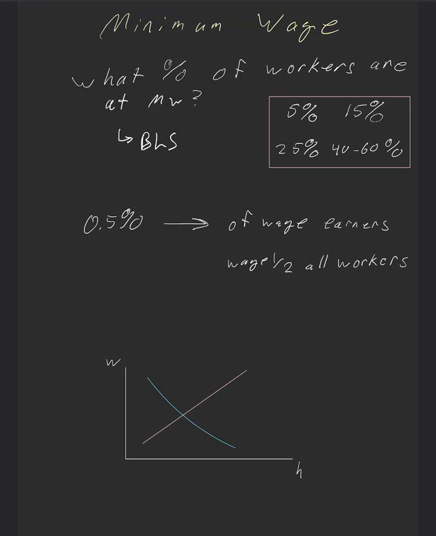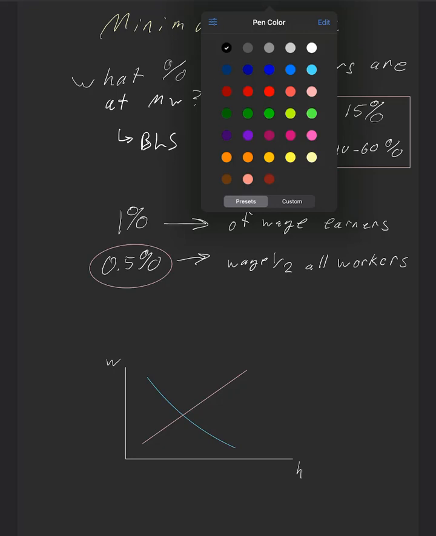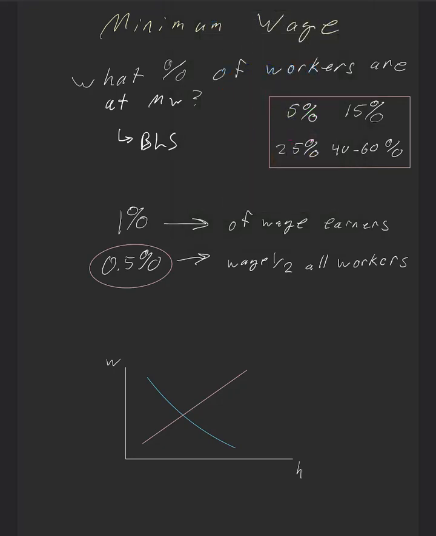Okay, it's 1% of wage earners, which is about 0.5% in total because wage earners are half of all workers. Okay, wage earners, half of all workers. So 0.5% of people. Right, so anytime we're talking about minimum wage, just keep in mind you're not talking about this huge fraction of people in an economy, right? So we're just not talking about that many people.